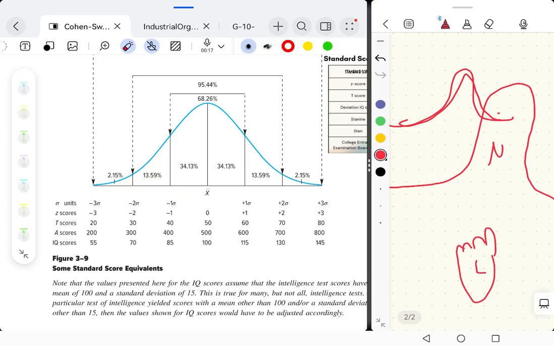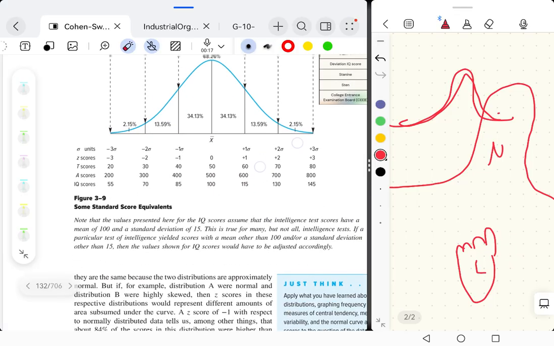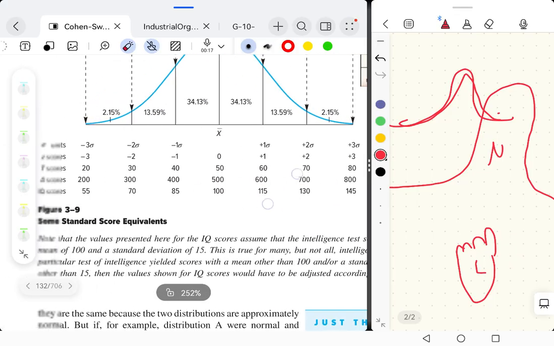For t-scores, we start with 50 as the mean, and we have 10 as the standard deviation because 50 plus 10 is 60. For A-scores, or the GRE, we start with 500 as the mean, and we have 100 as the standard deviation because 500 plus 100 is 600. For IQ scores, we start with the mean of 100, and we have a standard deviation of 15 because 100 plus 15 is equal to 115. And so on and so forth.